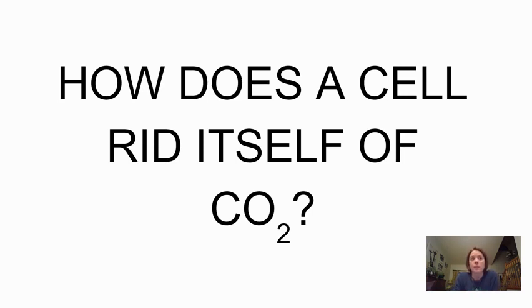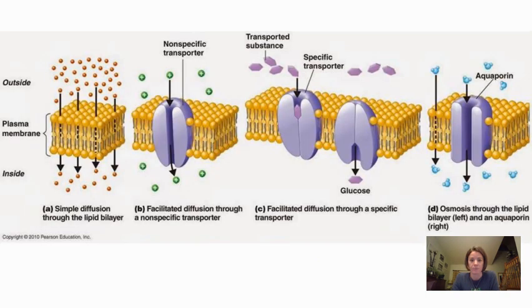Give yourself a little quiz. Hit the pause button again. How does a cell rid itself of carbon dioxide? I've given you 2 concepts, facilitated diffusion and passive diffusion. Which one is it? Go back. CO2 is on one of the previous slides. I'm not giving it to you right now. How carefully did you read those slides?